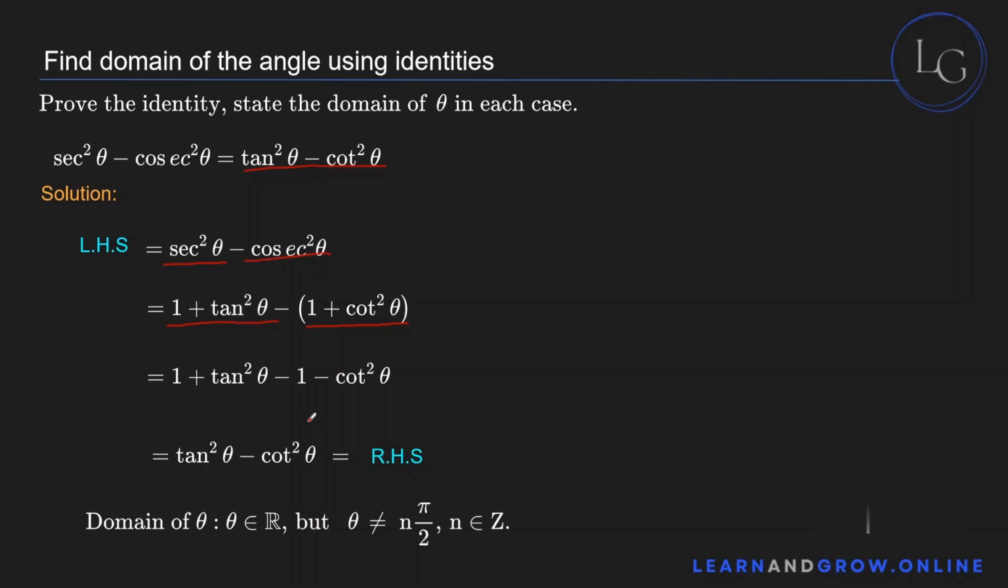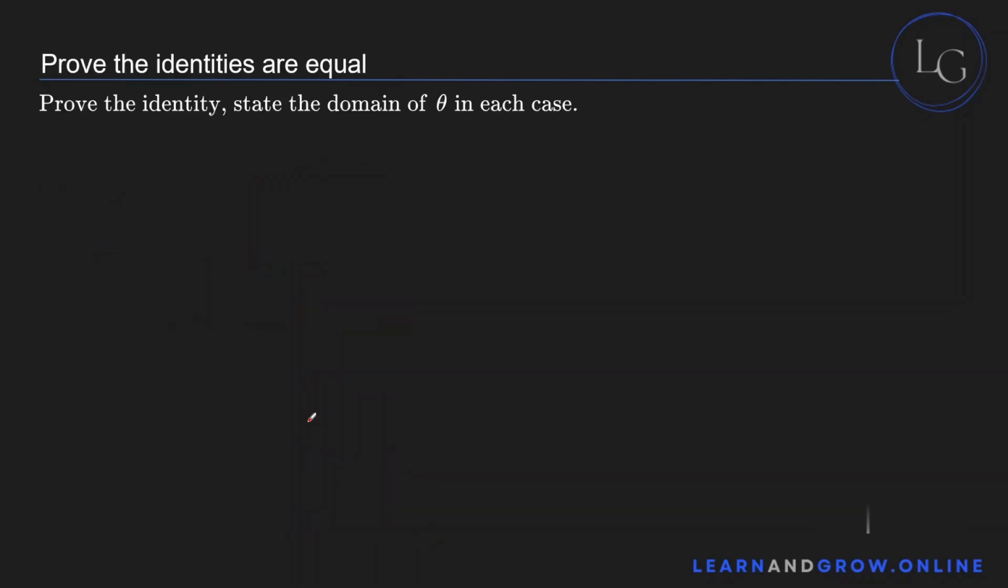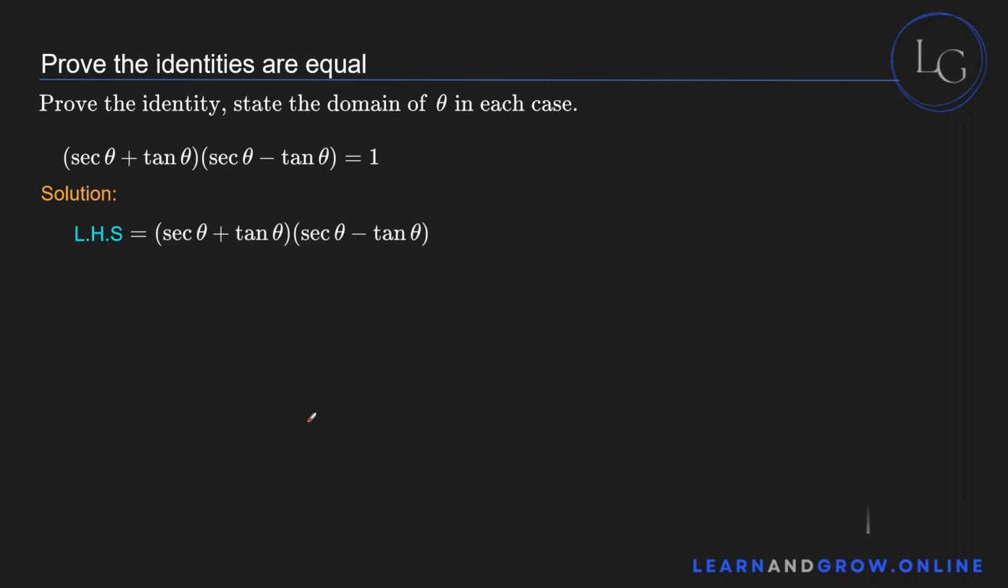And now, let's see. Prove the identity and state the domain of theta in each case. Well, we'll need to prove that the left hand side is equal to the right hand side. So we'll take the left hand side, and basically now you can see that by using the algebraic identity that a square minus b square is equal to a plus b into a minus b, we'll use the same algebraic identity to see that secant theta plus tan theta into secant theta minus tan theta is equal to secant square theta minus tan square theta.